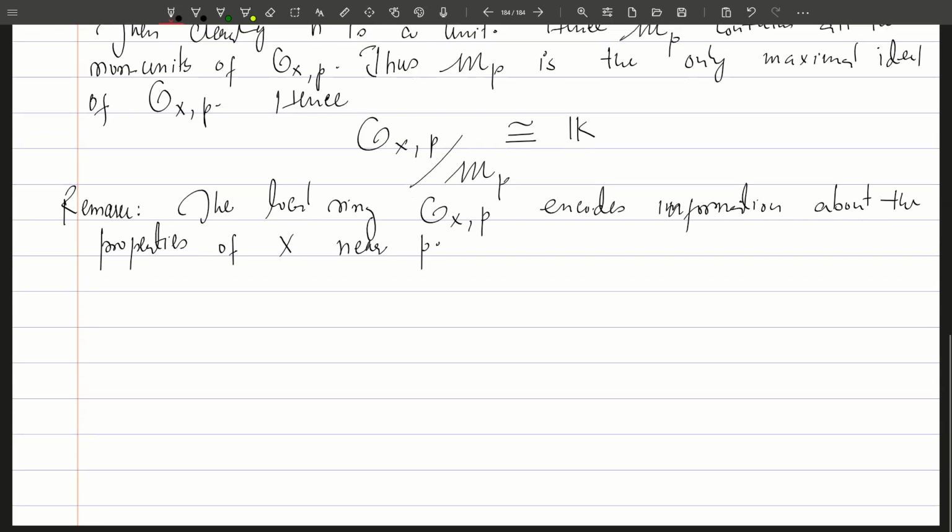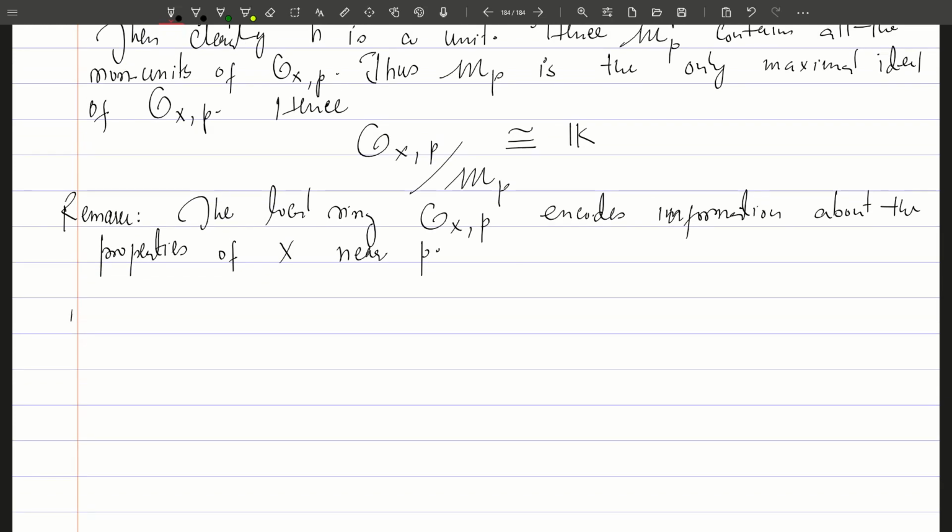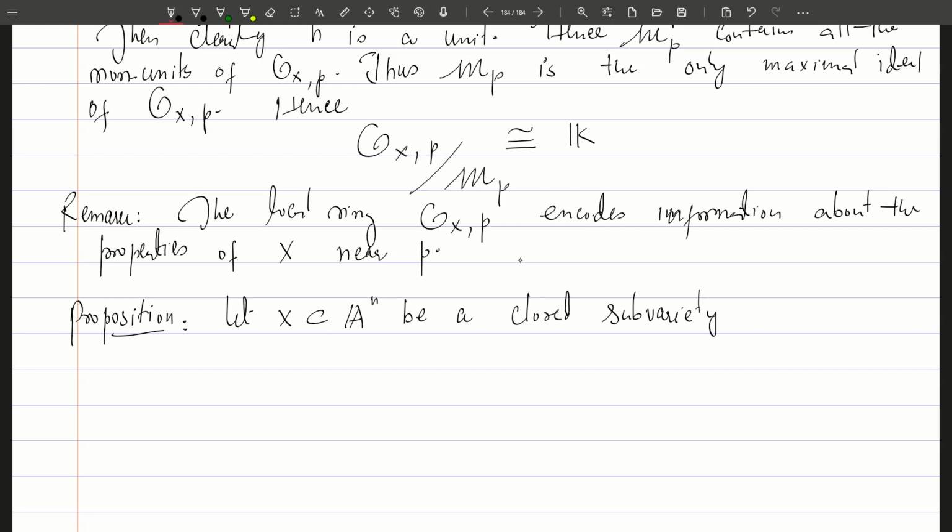Now we have one more result here. So let us consider, let X be an affine subvariety, a closed subvariety. Then the ring of regular functions on X is actually equal to the coordinate ring of X. So this is what we have to prove. So let us prove this.